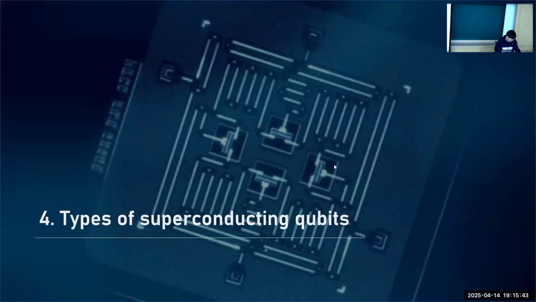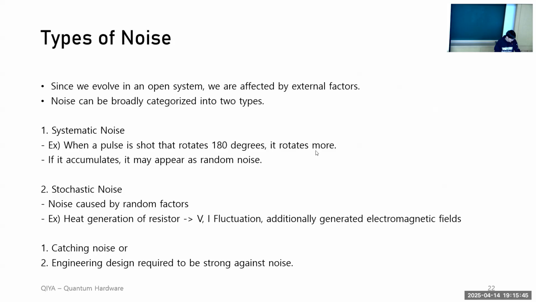I'm going to talk about the types of noise. Since we evolve in an open system, we are affected by external factors. So noise can be broadly categorized into two types. The first one is systematic noise. When a pulse is shot that rotates 180 degrees, it rotates more. So if it accumulates, it may appear as random noise.